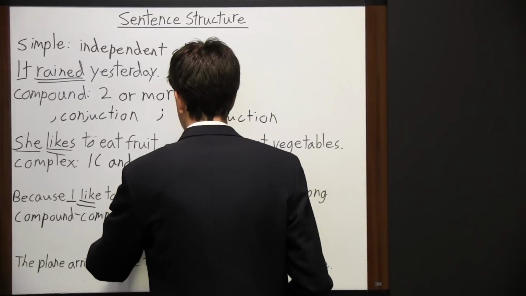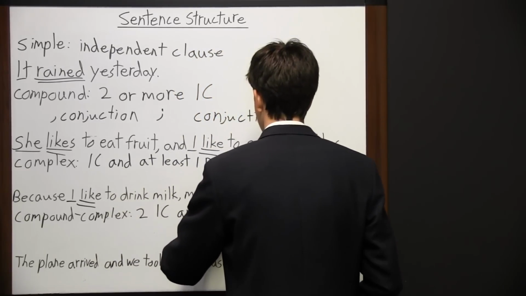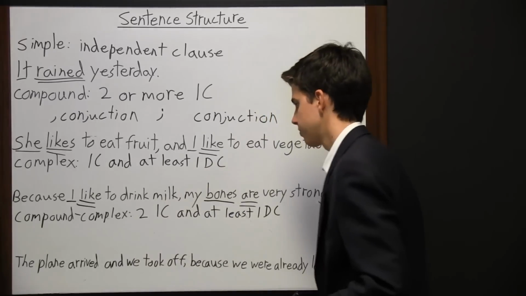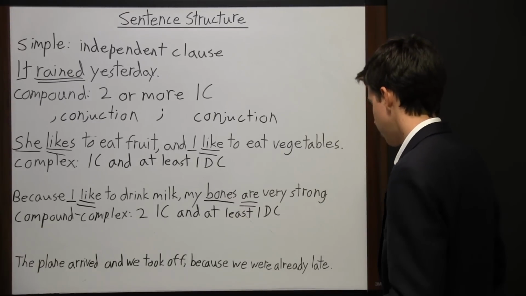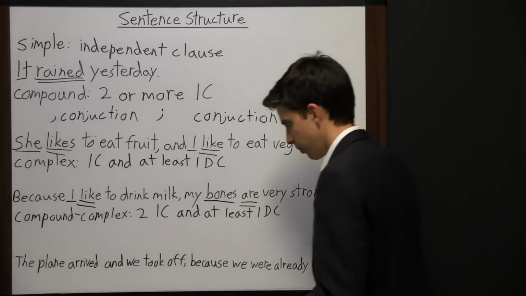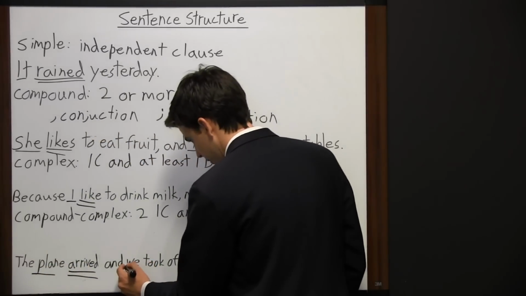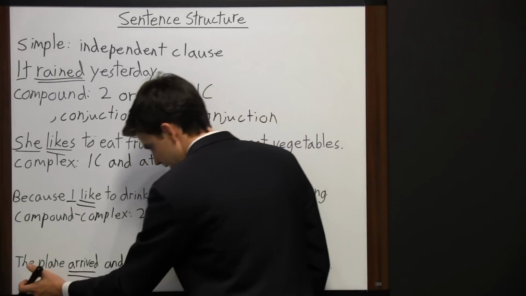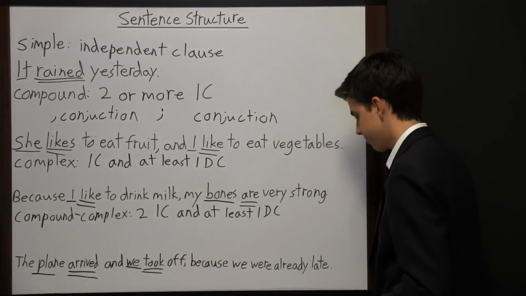So we have two independent clauses and at least one dependent clause. An example of that is: The plane arrived and we took off because we were already late. Right here we have plane as the subject and arrived as the verb. And then here we have we as the subject and took as the verb. So this is an independent clause right here because it can stand alone, and this is an independent clause.